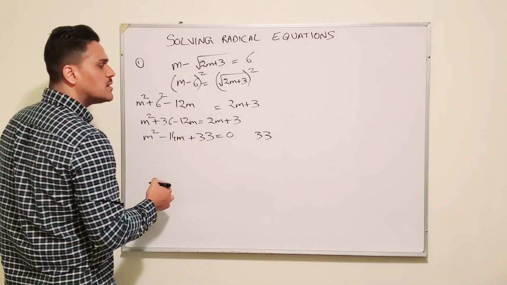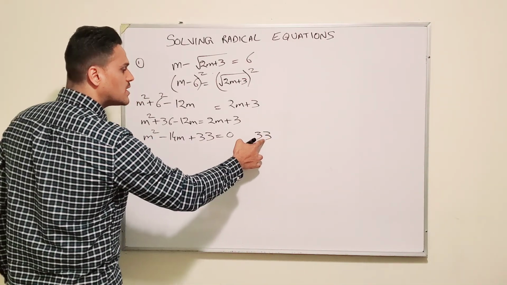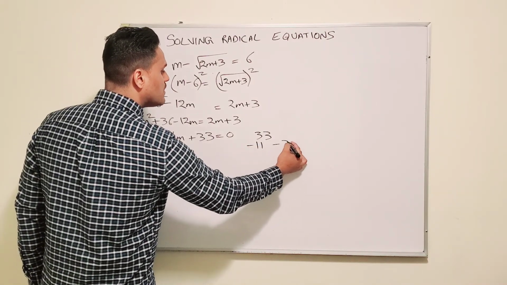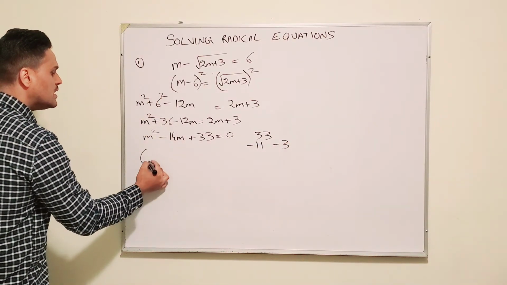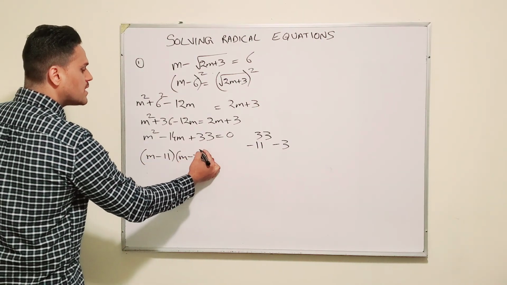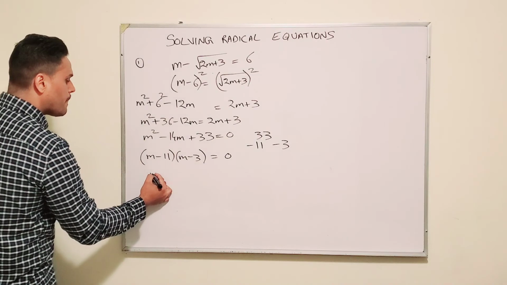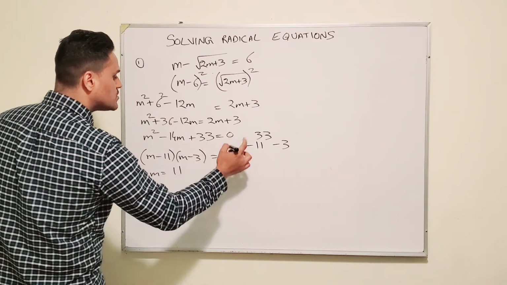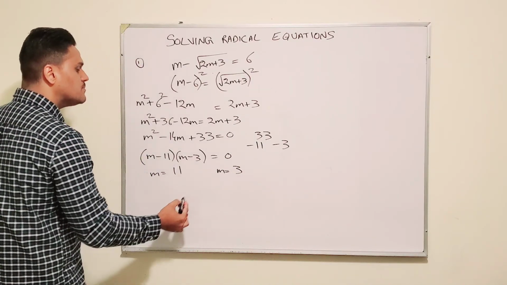We need to find two numbers. When you multiply them, you get 33. When you add them, you get minus 14. That's just going to be minus 11 and minus 3. So our factors are m minus 11 and m minus 3 is equal to 0. m is equal to 11 for this one, and for that, minus 3 is going to go to the other side. We'll get m is equal to 3.